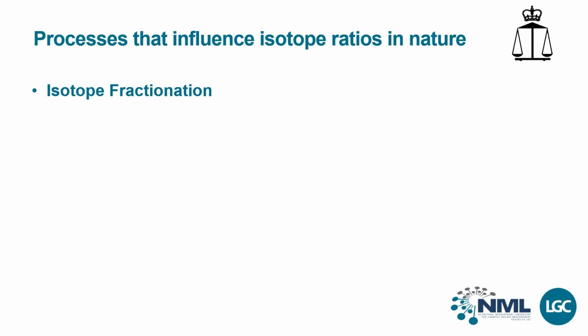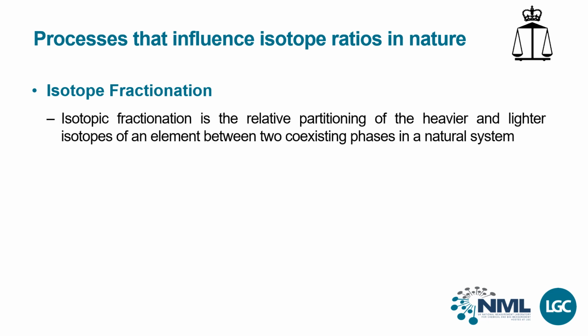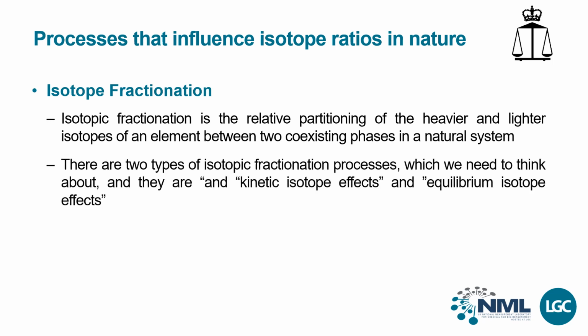Isotope fractionation is the process that causes variation in isotope abundance. Isotope fractionation is an important concept and is essentially the partitioning of the isotopes of an element between two coexisting phases in a natural system. A natural system could be a plant, soil, or the hydrological cycle. The two dominant natural fractionation processes that need consideration are kinetic isotope effects and equilibrium isotope effects.